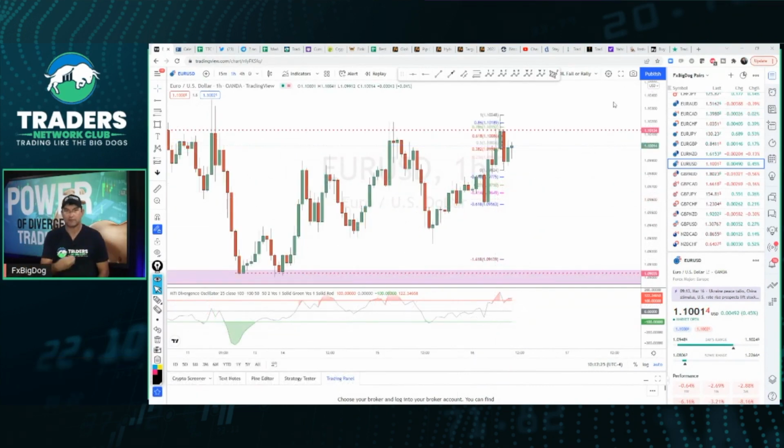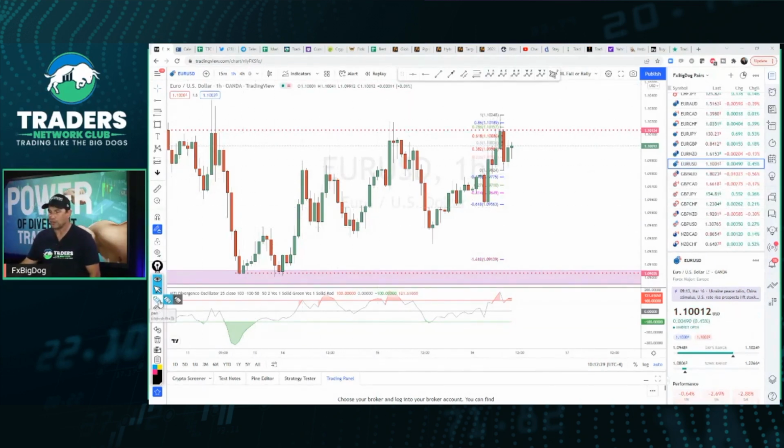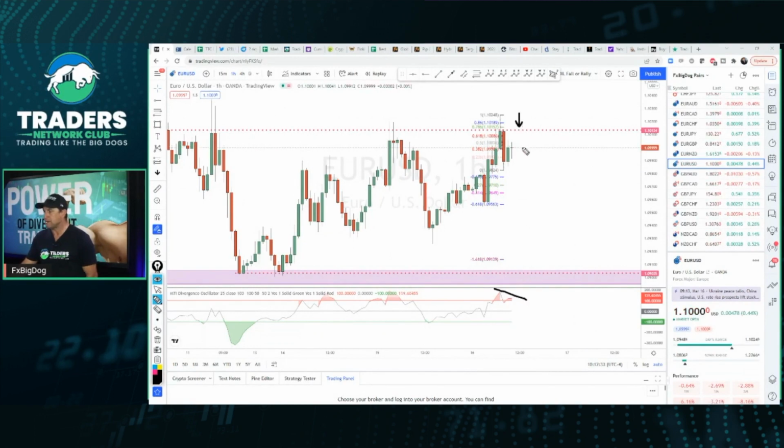So the technical for me right now on a 1 hour time frame is showing the divergence here. So we're getting divergence, which means that traders going into the news this afternoon at 2 p.m. today, when the Fed raises the rates 25 basis points, I don't think we're going to get a shock in them raising 50 basis points.